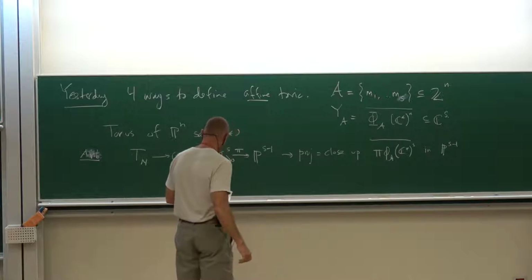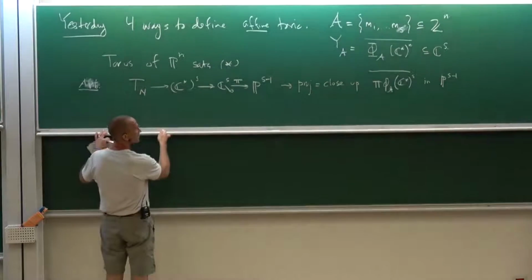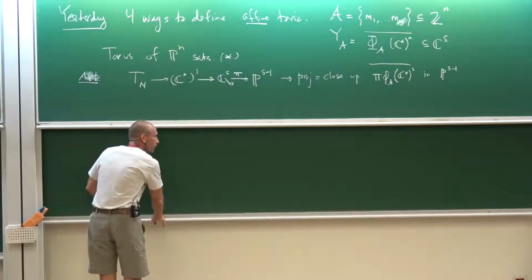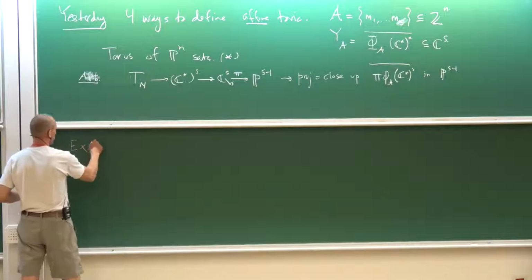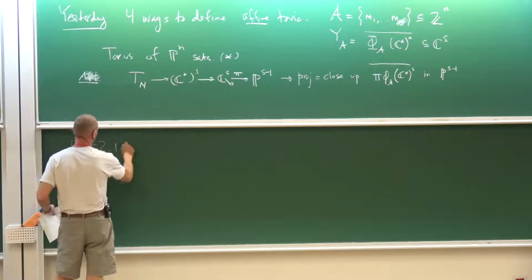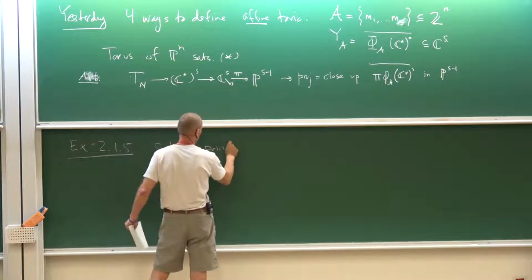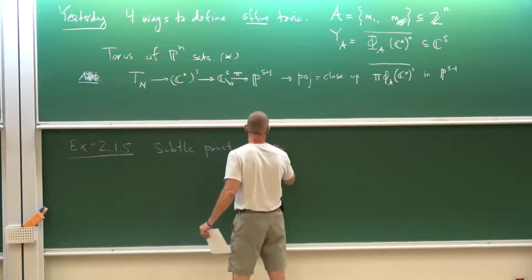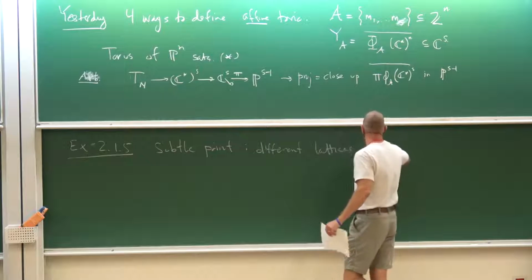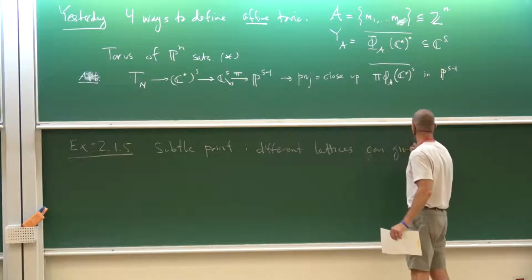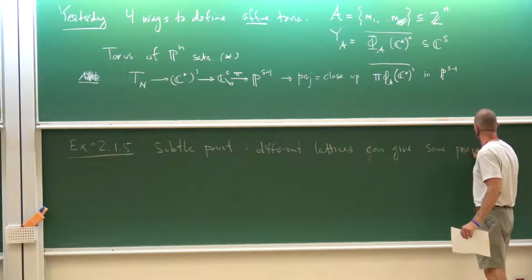All right. So there's a subtlety that arises. So this is the definition, but there's a subtlety. And before I go further, I guess I'll do this first. So example 2.1.5, there's a subtlety. The point is that different lattices can give the same projective variety.